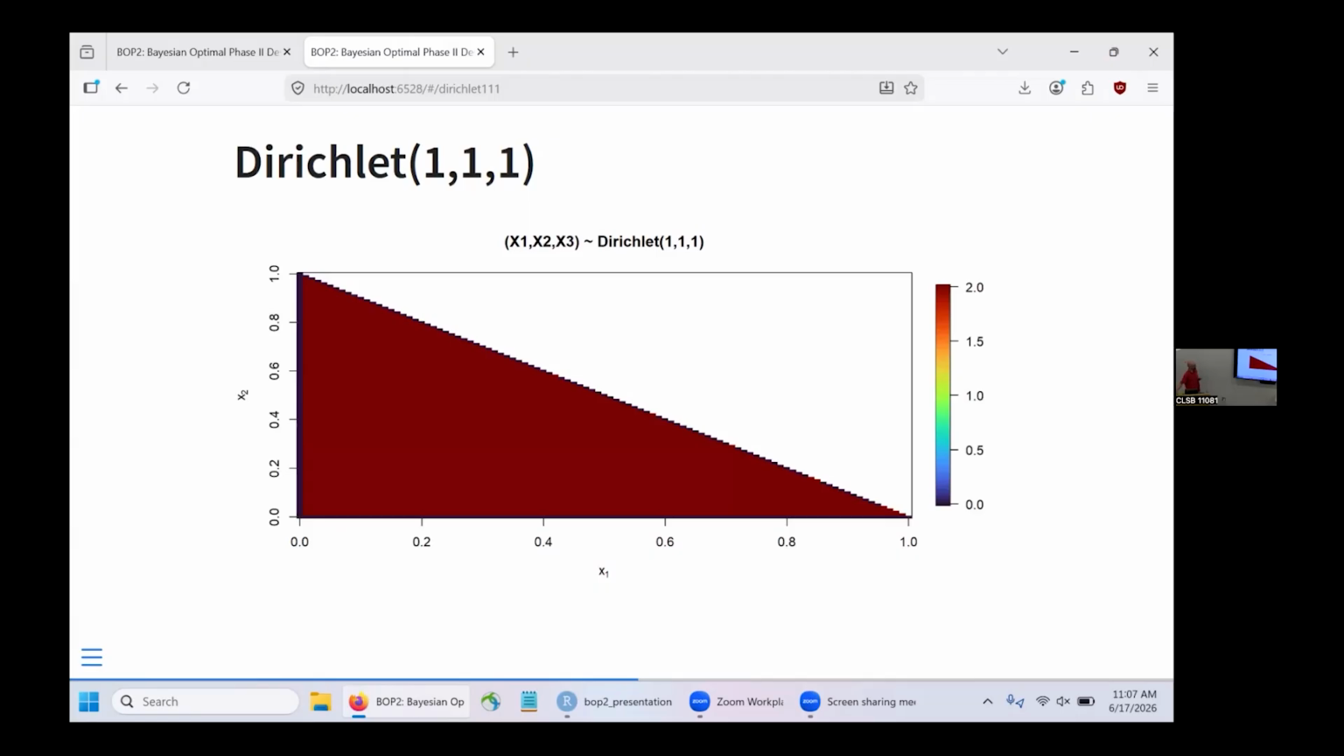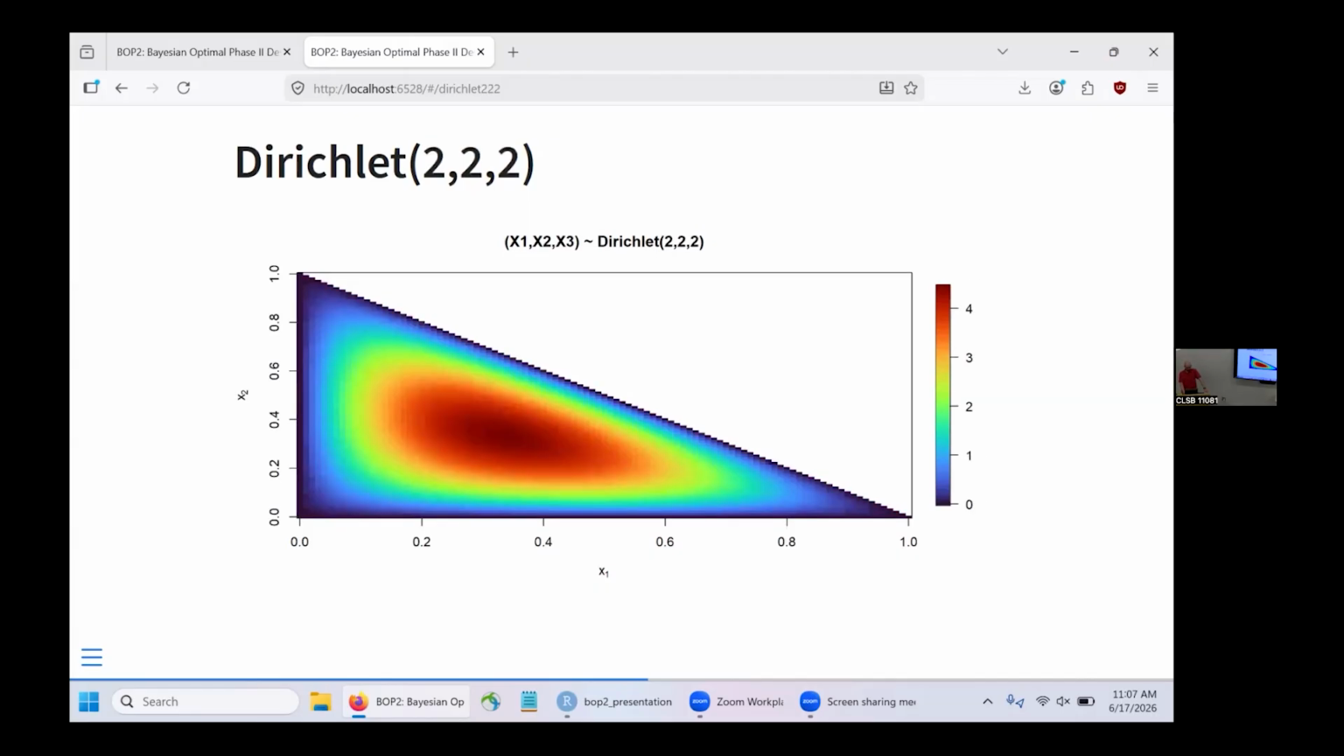So here's a Dirichlet with 3 parameters all equal to 1. On the x-axis, we have our x1. On the y-axis, we have x2. x3 is essentially determined by x1 and x2. And then you can see from the scale on the right that this is a uniform. It's all at 2. So this is the Dirichlet version of a uniform distribution. Here for Dirichlet 2, 2, 2, you can see that we're essentially getting this dome in the center. So this is similar to the beta. When you increase the parameter values, you get a more peaked distribution.